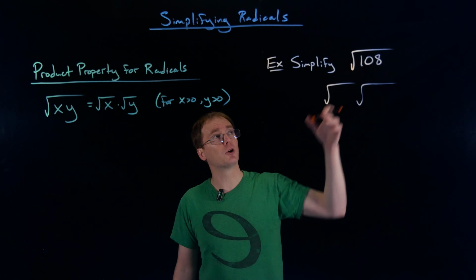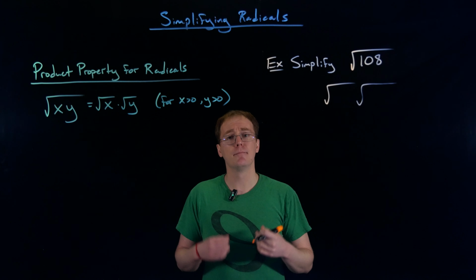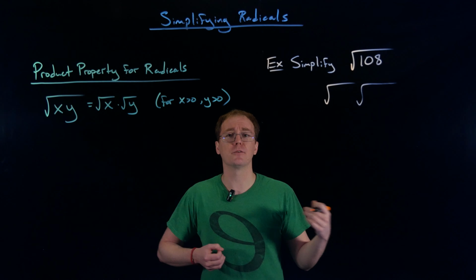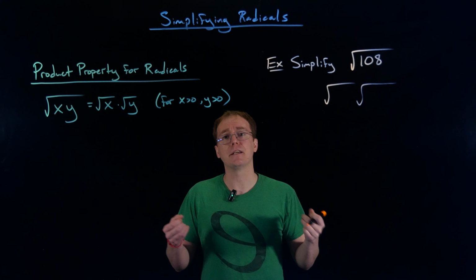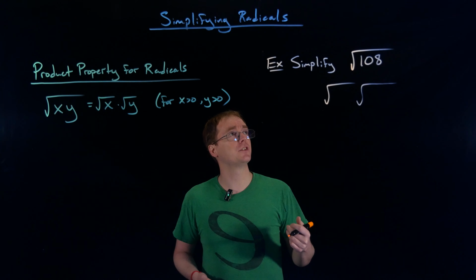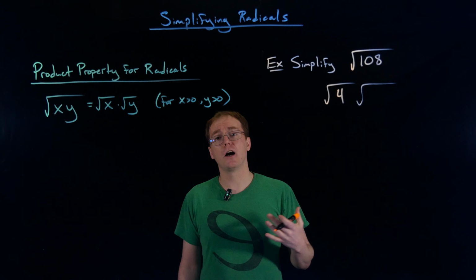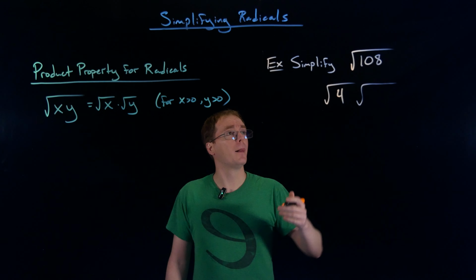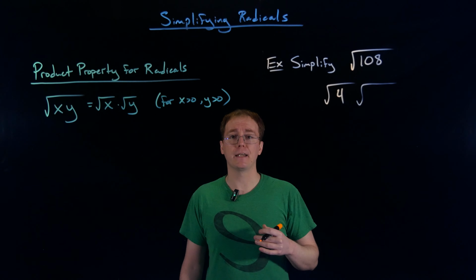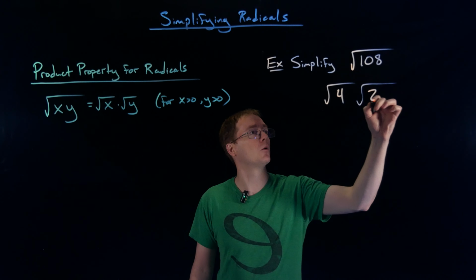So the largest perfect square factor of 108 ends up being 36, but maybe we're referencing our table and we don't see that right away. Maybe we find a smaller perfect square before we get to 36. So for example, 108 is also divisible by 4. And since 108 is divisible by 4, we can write the square root of 108 as the square root of 4 times the square root of 27.